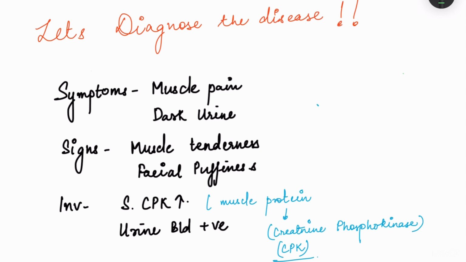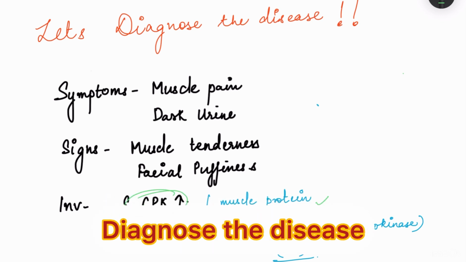So today we'll diagnose the disease based on two symptoms, two signs, and two investigations, which is also called the rule of two diagnosis. So we have two symptoms: muscle pain and dark urine. Two signs are muscle tenderness and facial puffiness, and two investigations: serum creatinine phosphokinase is elevated, which is a muscle protein, and blood in urine is positive. So take your time, pause the video, and tell me the diagnosis.